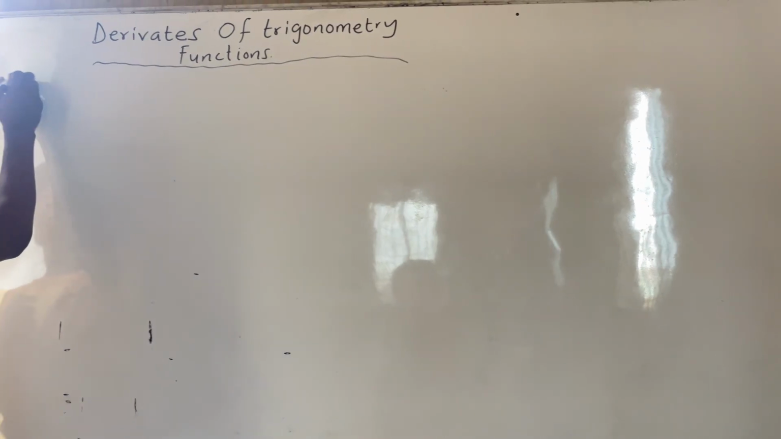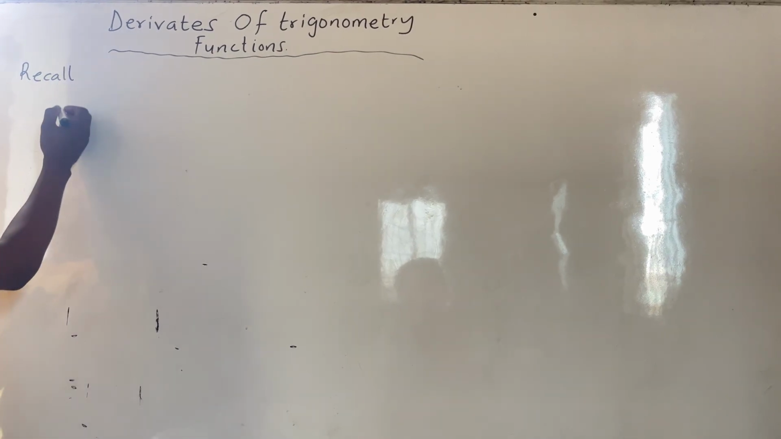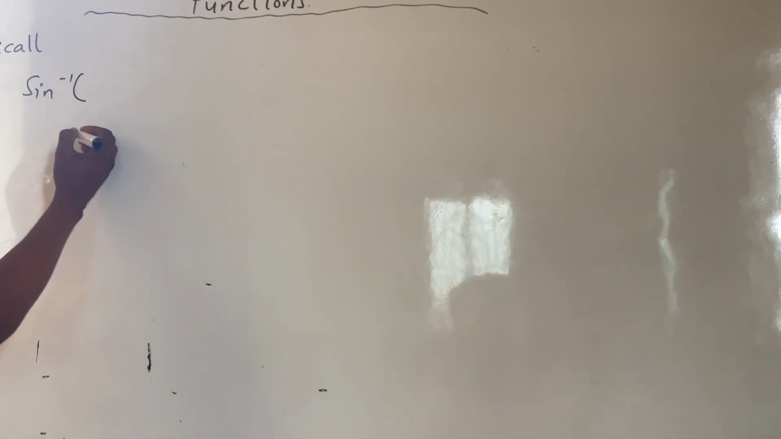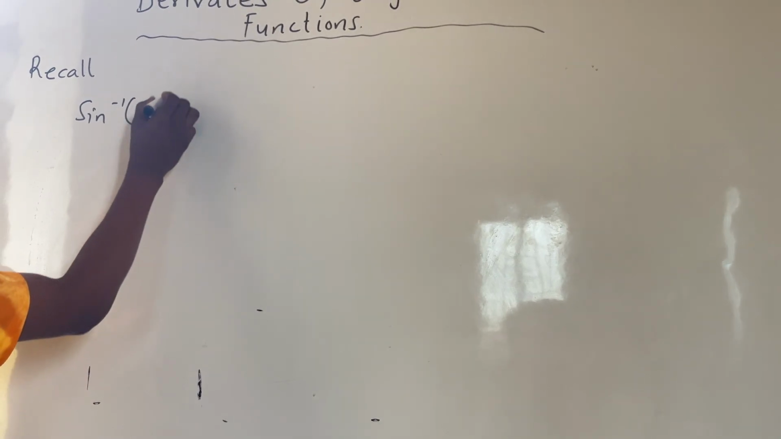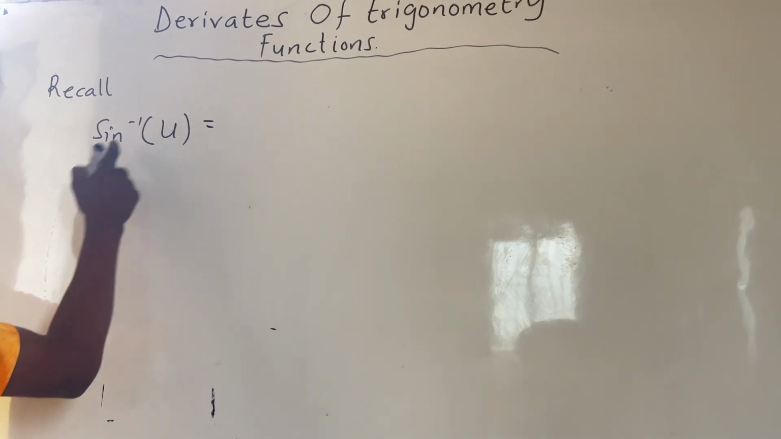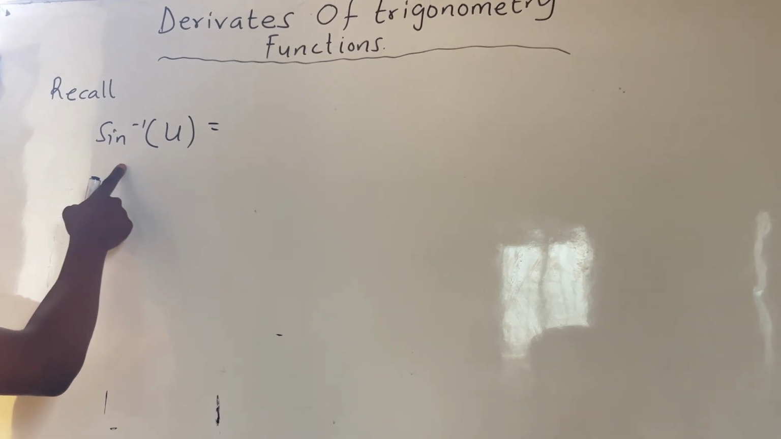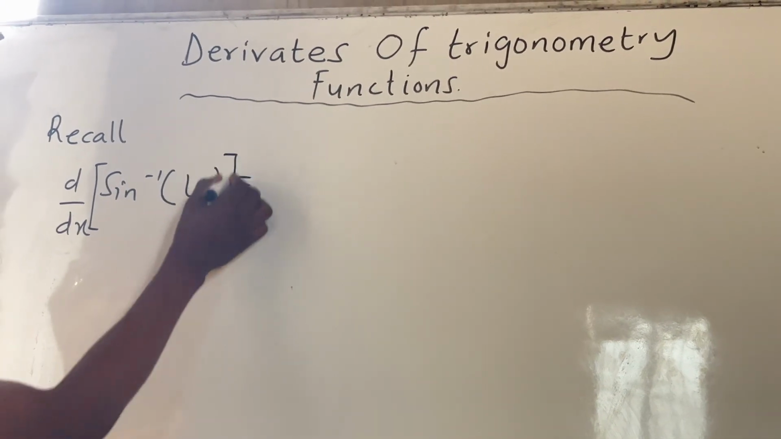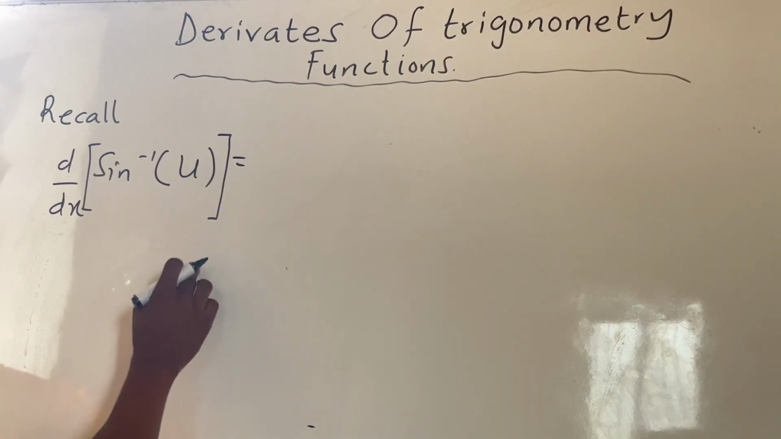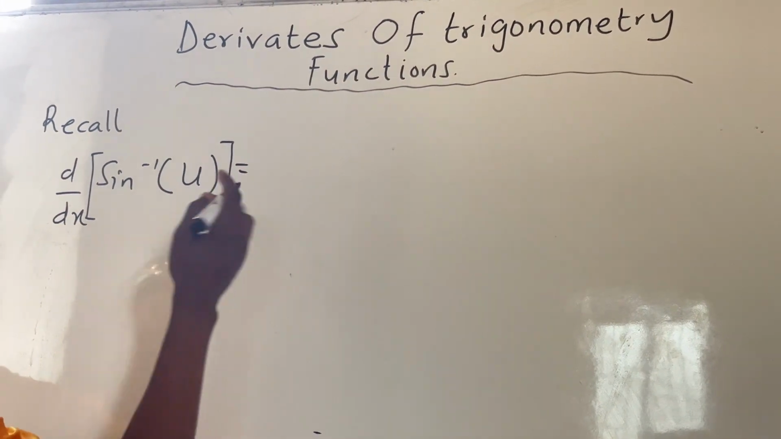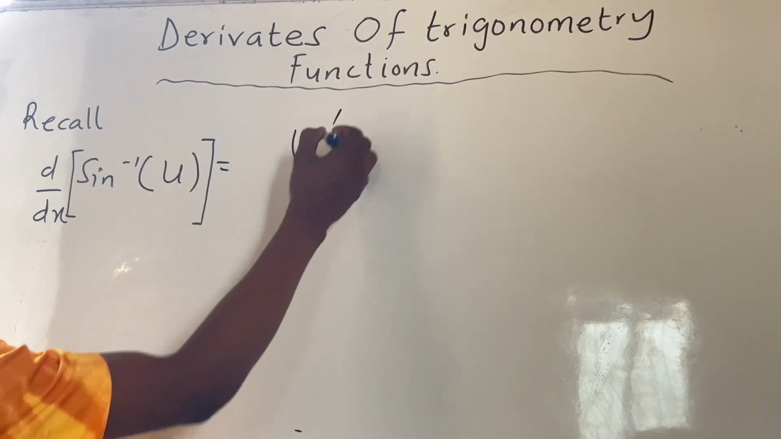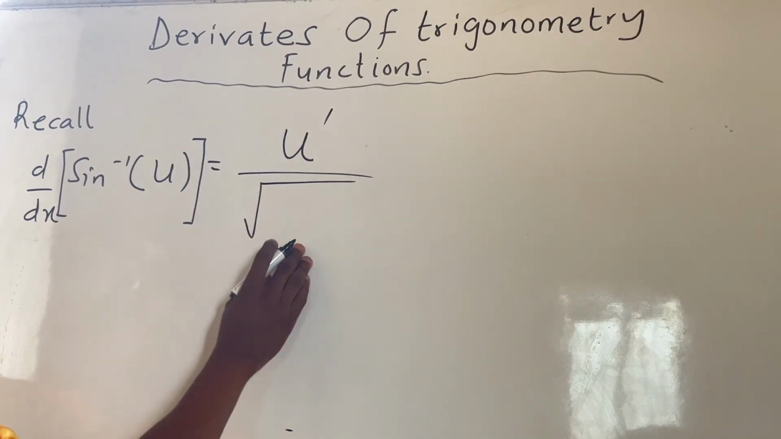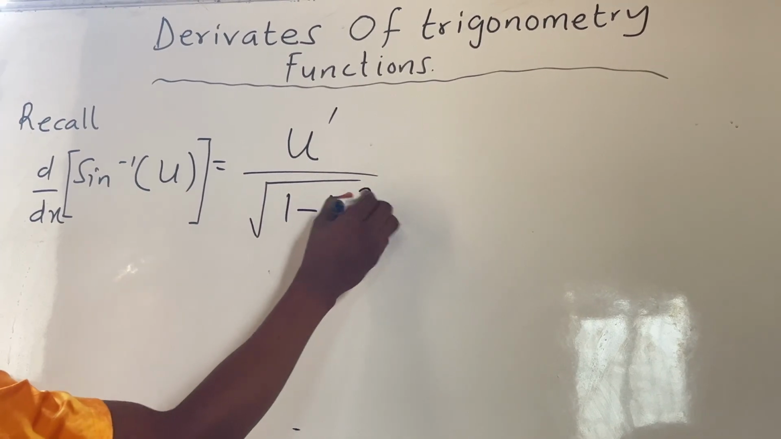Recall that when you have sine inverse of a function of, say, u, when you find the derivative of this function with respect to x, you have d over dx of this whole function. And what does it yield? It yields the differential of u all over square root of the expression 1 minus u squared.